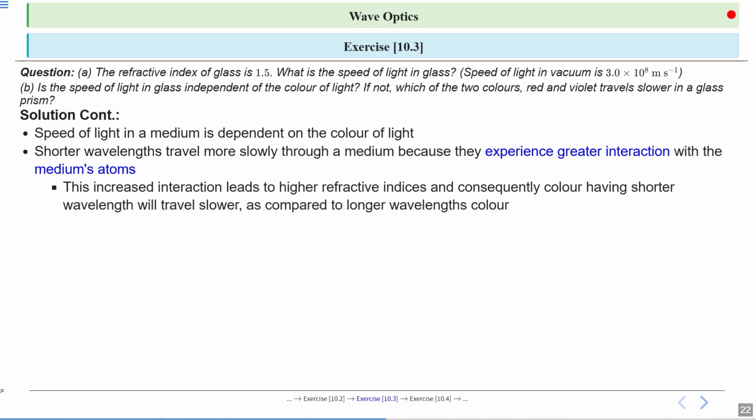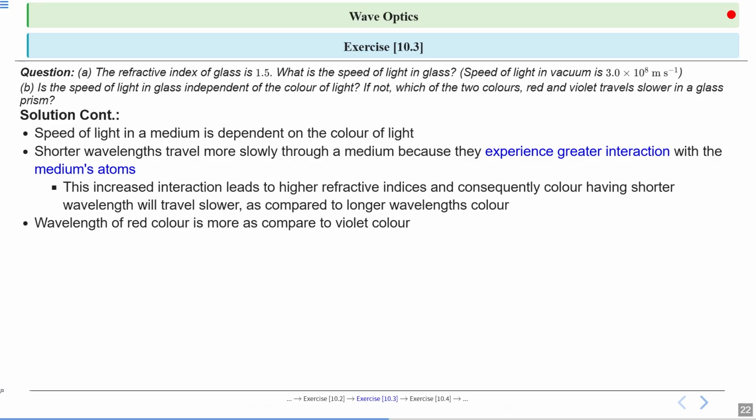This increased interaction results in higher refractive indices for shorter wavelengths. Consequently, colors with shorter wavelengths like violet will travel slower compared to colors with longer wavelengths like red. This is why violet light bends more than red light in a prism.